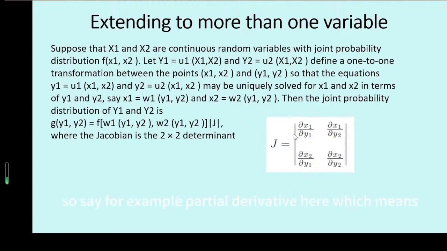So, for example, for this partial derivative, x1 equals w1(y1, y2), so we just take y2 as a constant, then take the derivative of this expression with respect to y1. And similarly for the other parts of the Jacobian. Then we just calculate the determinant of this Jacobian matrix.